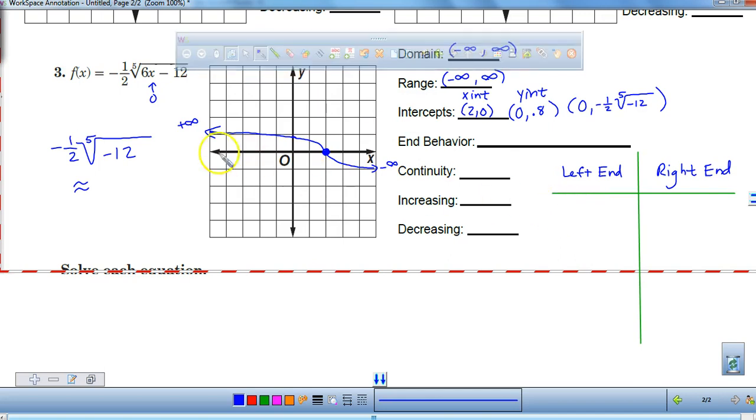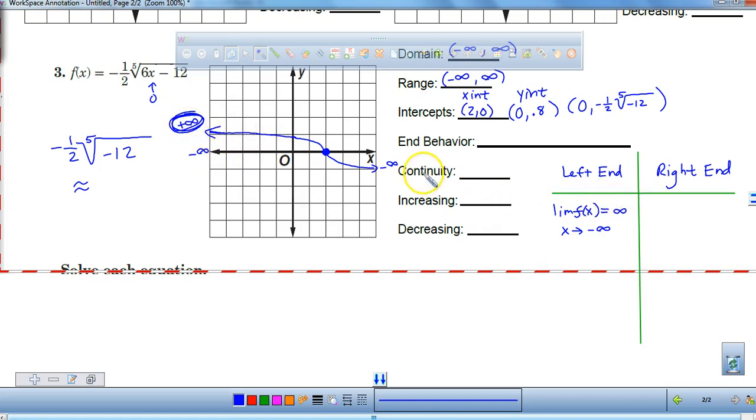So let's look over here. Where are the y values going over on the left side? The y values are going to positive infinity. Well, what's happening to these x values? These x values are going towards negative infinity. So you would say the limit of f of x is equal to positive infinity as x approaches negative infinity, which basically means that as the x values are decreasing, the y values are increasing.